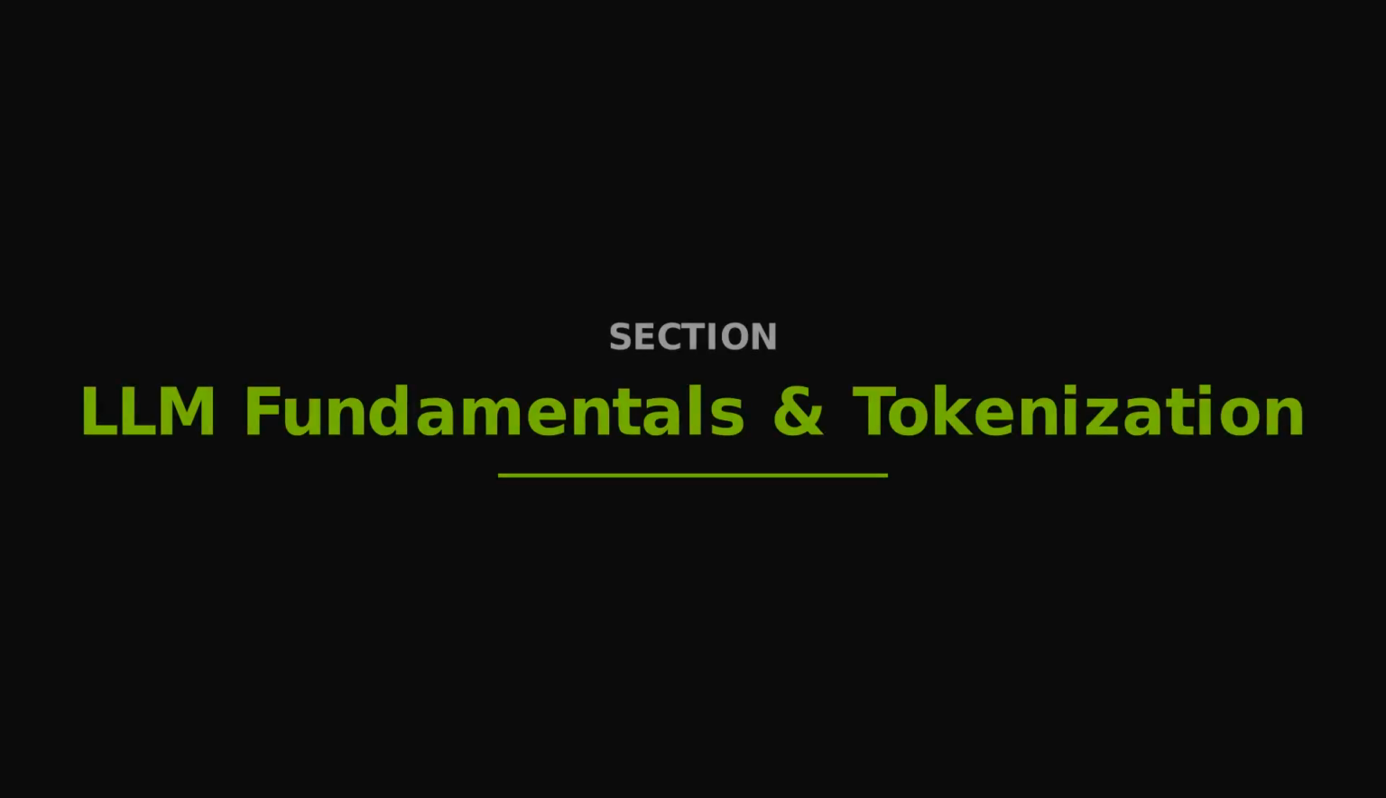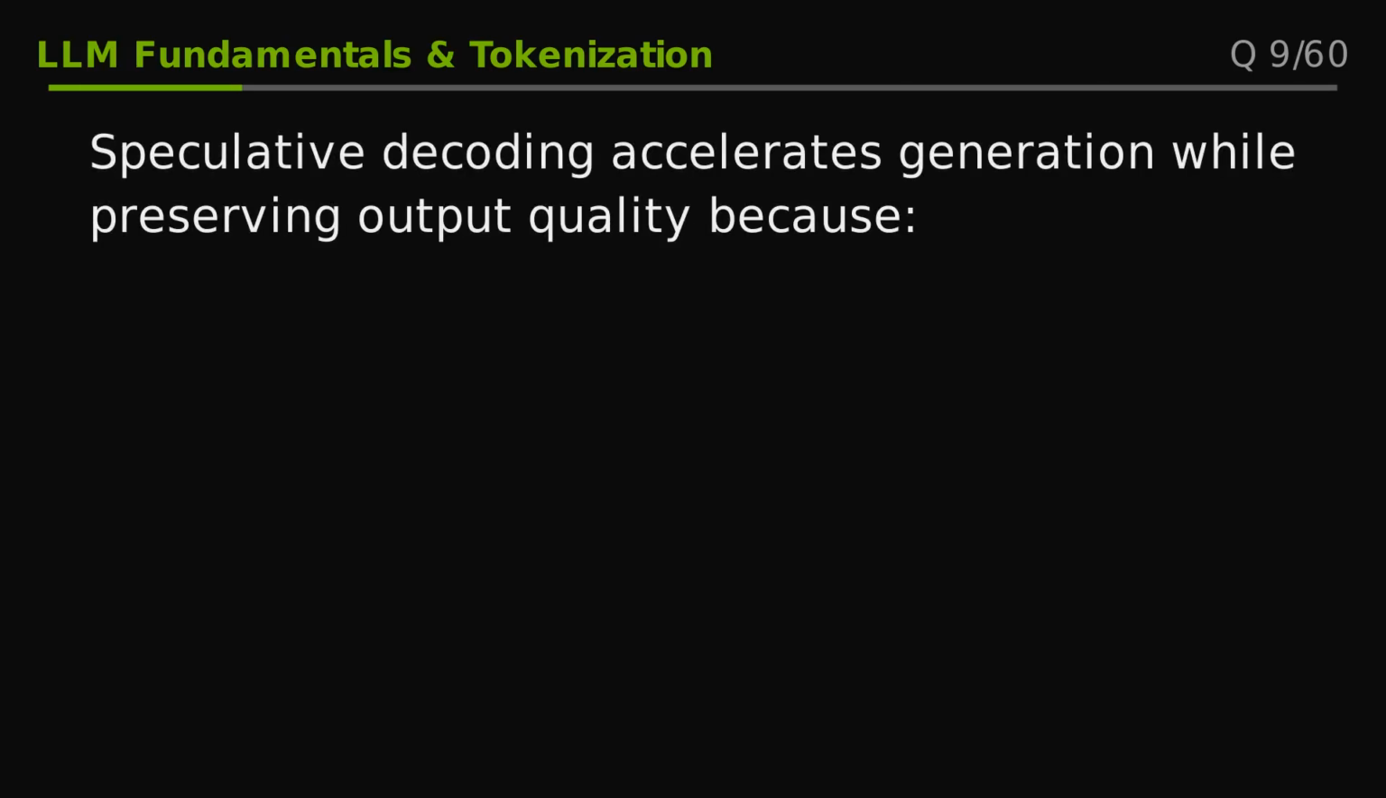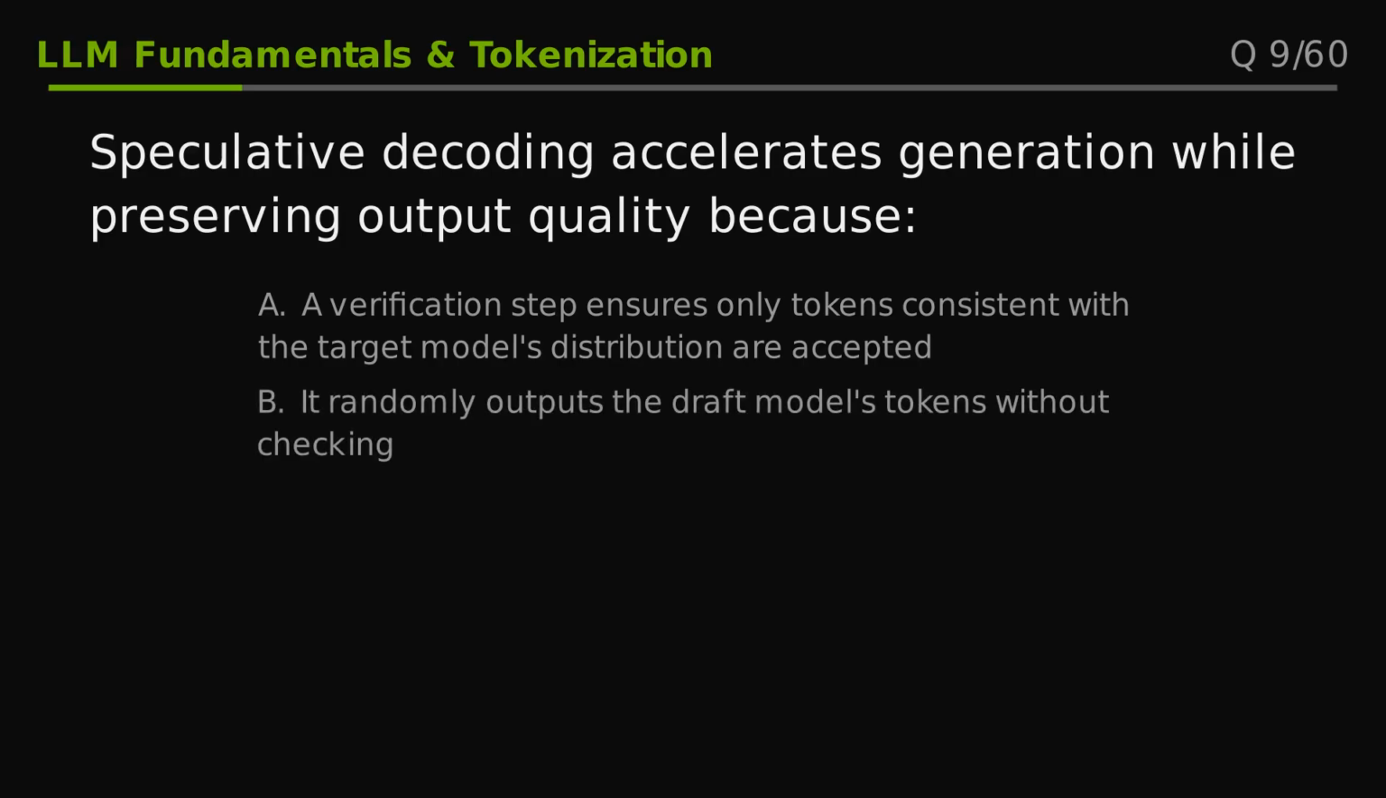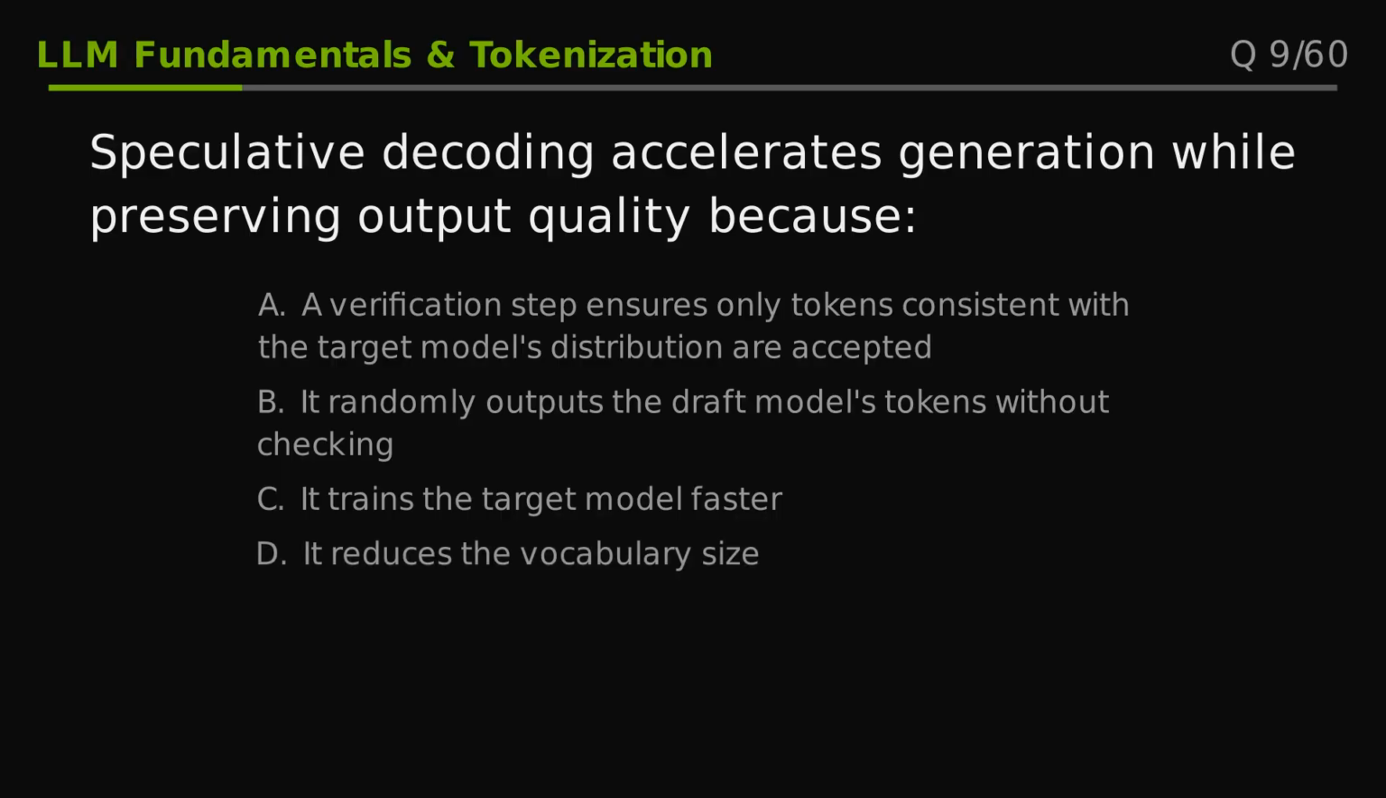Next section: Transformer fundamentals and tokenization. Question 9. Speculative decoding accelerates generation while preserving output quality because: Option A. The verification step ensures only tokens consistent with the target model's distribution are accepted. Option B. It randomly outputs the draft model's tokens without checking. Option C. It trains the target model faster. Option D. It reduces the vocabulary size.